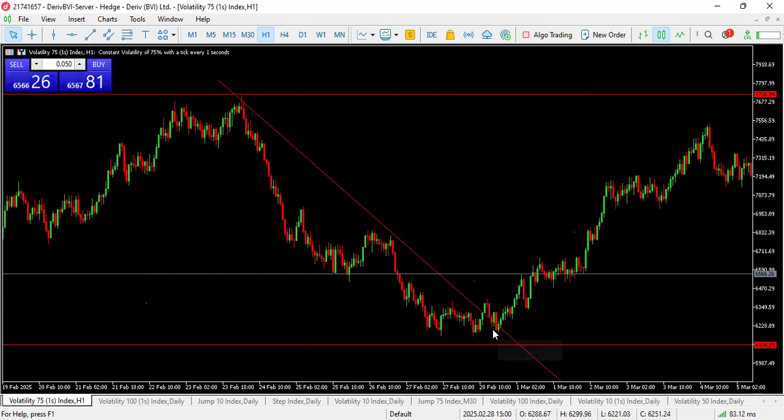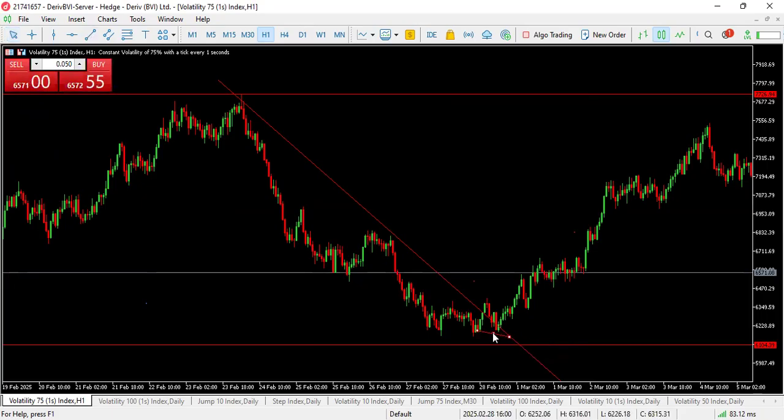When this retest happened here, this candlestick down here is a signal that price may likely go up. So you buy from there. Your stop loss is down here.